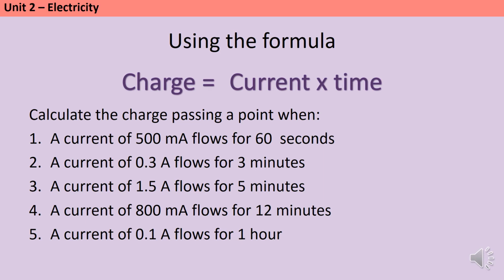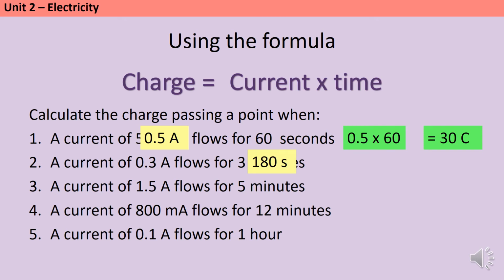In this first question, we need to convert the current from 500 milliamps to 0.5 amps. Then 0.5 times 60 gives us an answer of 30 coulombs. In the second question, it's the time that needs converting. 3 minutes is 180 seconds, and that gives us a charge of 54 coulombs.